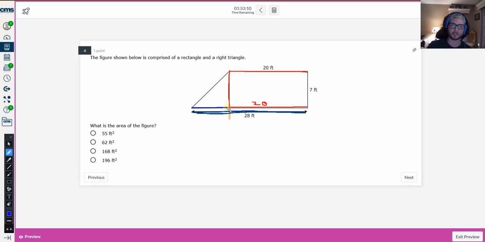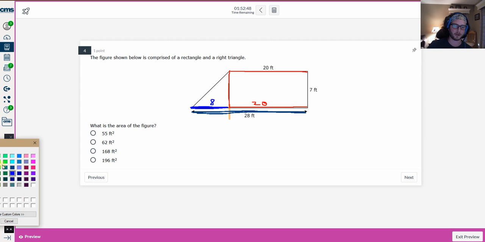This other section, this slightly lighter blue, is going to be what is remaining after we do 28 total feet minus the red section, which is 20 feet. 28 minus 20 gives me a base of 8 feet for my triangle. And now we have enough information to actually solve this problem.